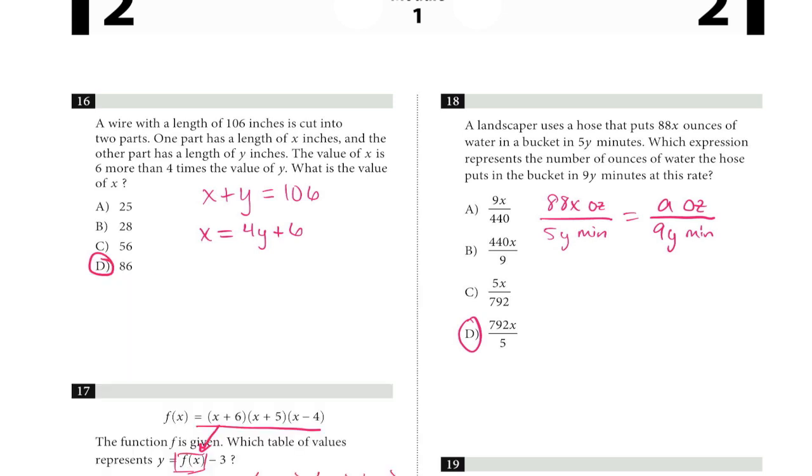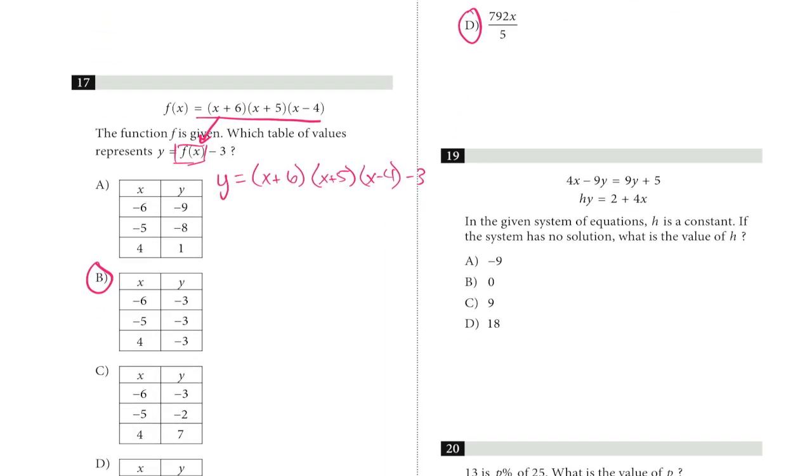All right. Number 19. In the given systems of equations, h is a constant. If the system has no solution, what is the value of h? So remember, if they ever tell you there's a constant and they tell you the number of solutions, you're going to want to solve for your variables, usually x and y. If it's a system, we'll use solve system in our calculator. If it's not a system, we'll just use plain old solve.